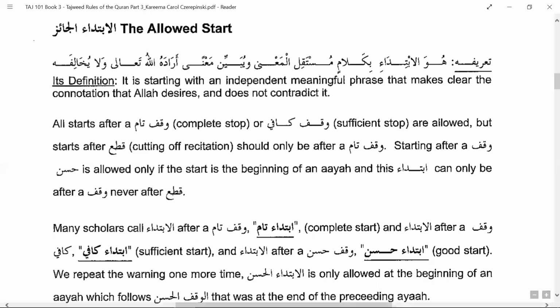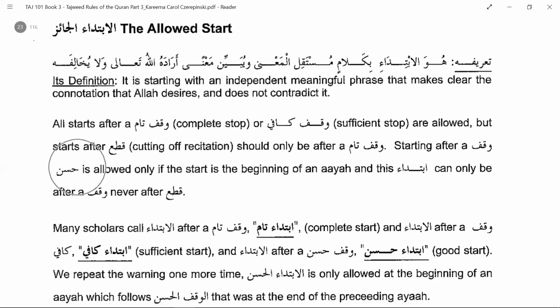But starts after qata, which means cutting off recitation: if you have cut off your recitation, then that should only be after a complete stop, waqf tam. Now, starting after waqf hasan. This is what was mentioned above, all the rules for the start.